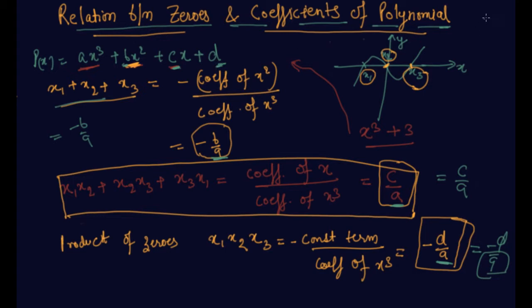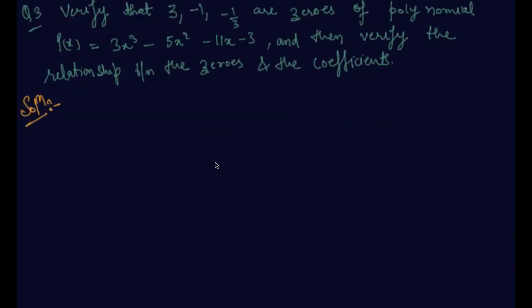Let me give you one example to directly find the relation between these roots. Students, here is an example of a cubic polynomial where it is given: verify that these three are the zeros of the polynomial. How will you verify whether these three are zeros of the polynomial? By putting the values 3, minus 1 and minus 1 by 3 in this polynomial. If the polynomial gets 0, then these are the zeros of this polynomial, and then you have to verify again the relation between the zeros and the coefficients.